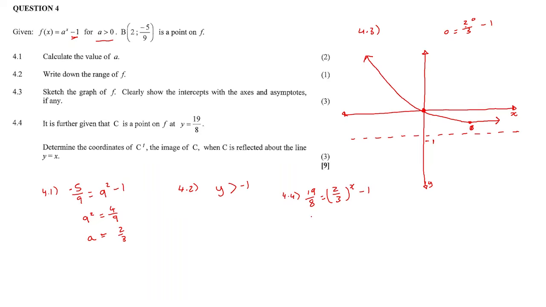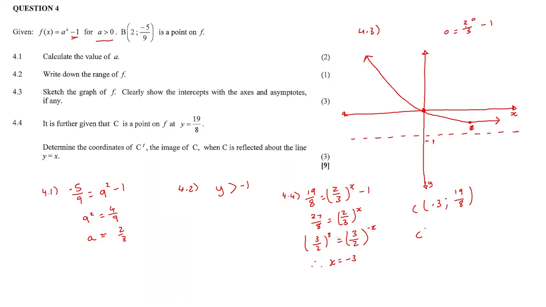And if we move our 1 across, we should get 27 over 8 is equal to 2 over 3 to the power x. And if we factorize this, we can get 3 over 2 to the power 3 is equal to, if we flip this, we can get 3 over 2 to the power negative x. We then get our x value to be equal to negative 3. So our original C value is (-3, 19/8).